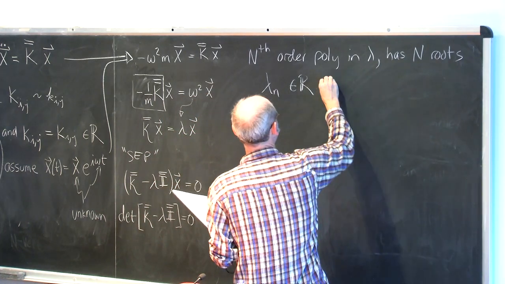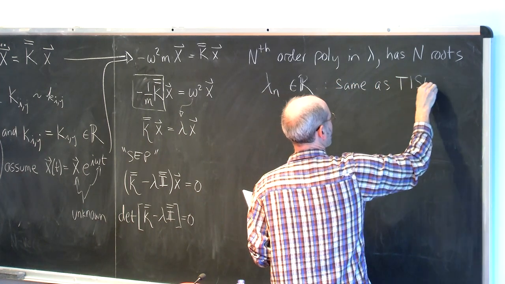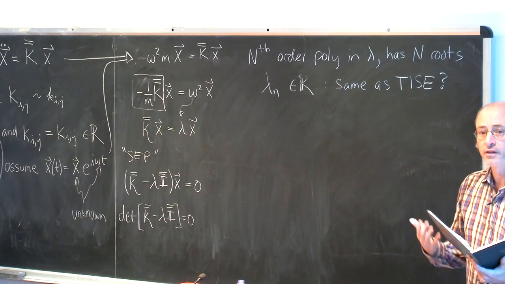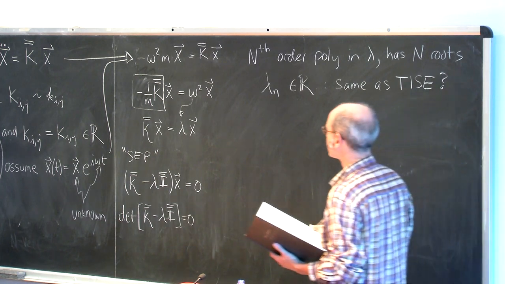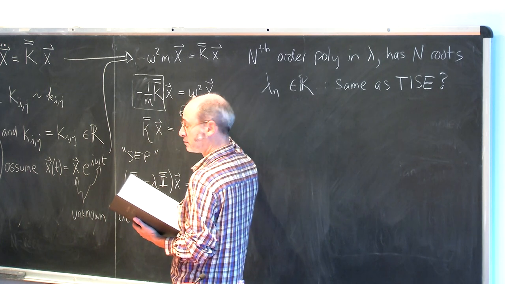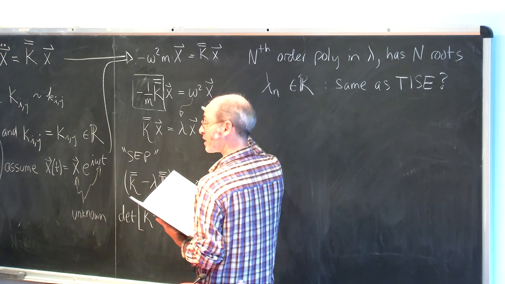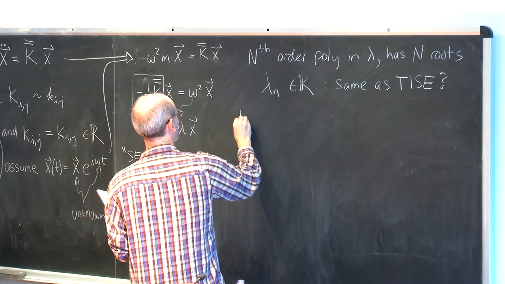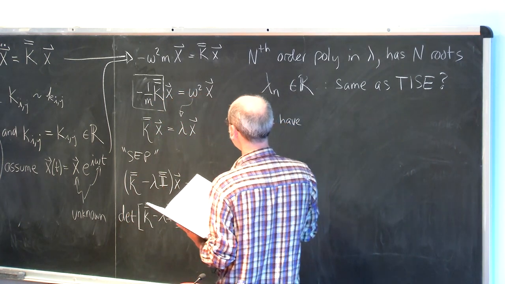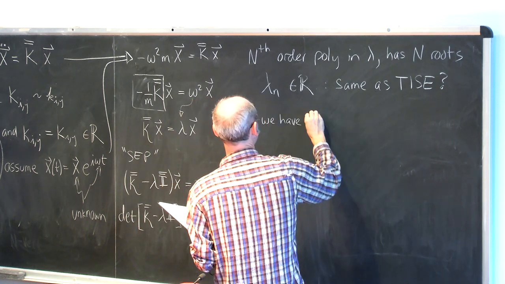Okay, so is this just like the time-independent Schrodinger equation? Well, it definitely looks like it. There's one important difference, though, which is that our eigenvalue, our unknown of interest, wasn't lambda. It was omega. And we just got values for lambda, which is omega squared, which means that we don't have n unique eigenvalues for omega. We have 2n.